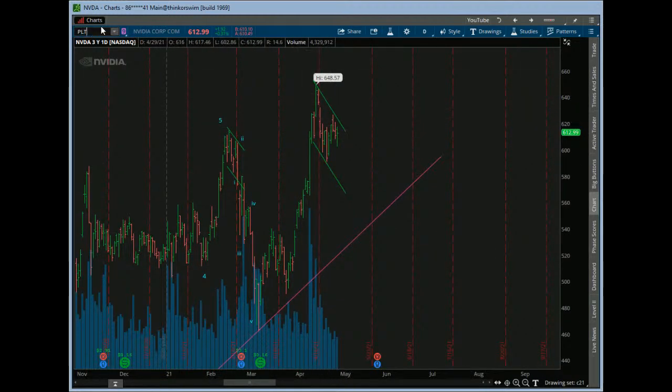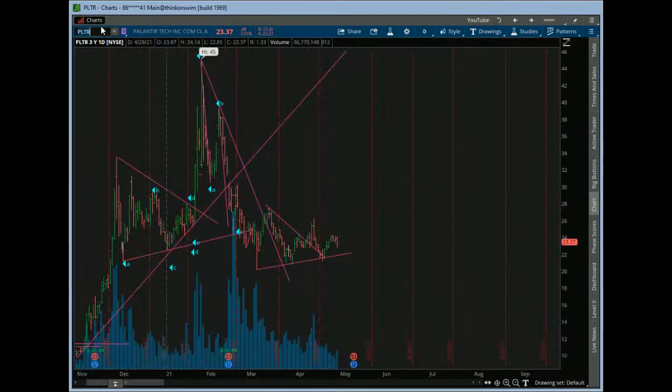Good stuff there, and then PLTR. PLTR still just hanging in here, still holding onto the geometric line. So good stuff there.